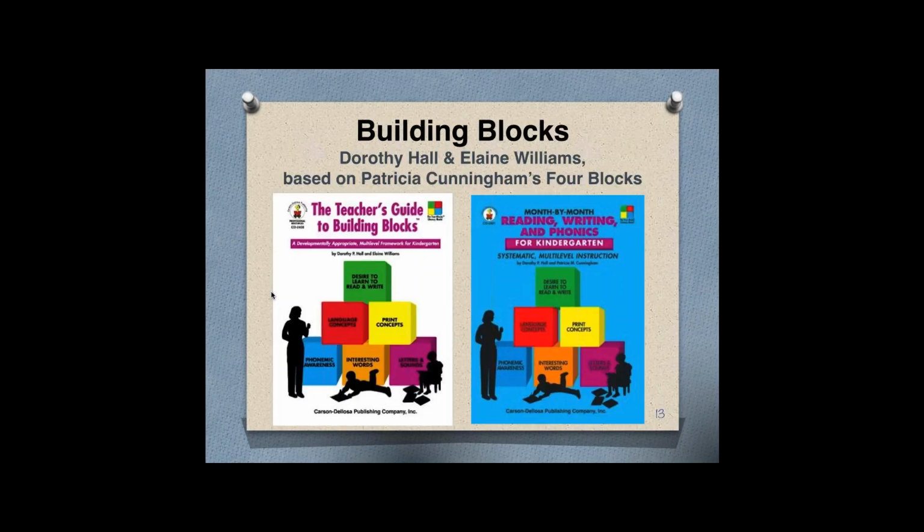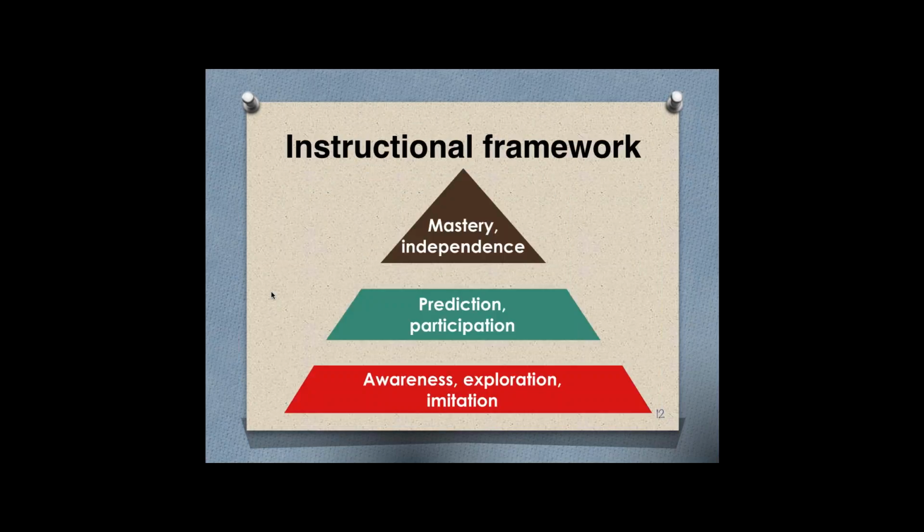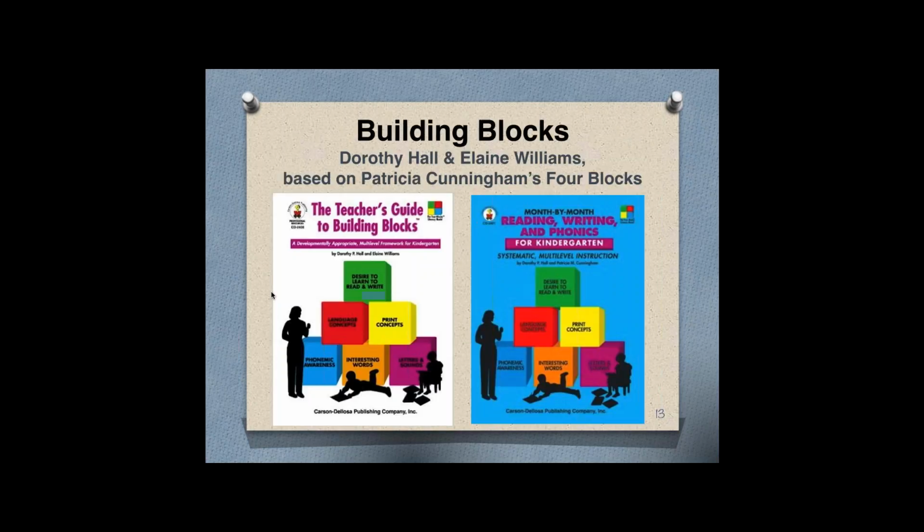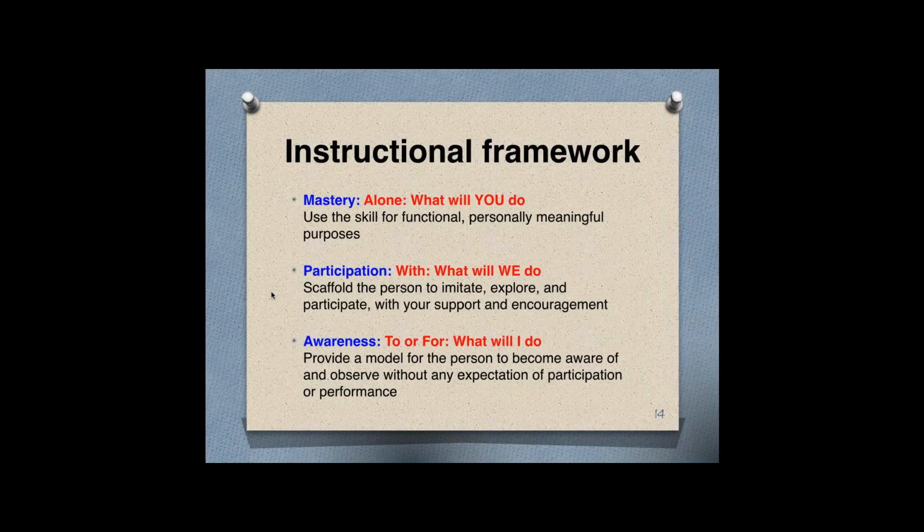This framework of really thinking about kids in terms of first developing awareness and then participation and then independence comes from my favorite books that support teachers in thinking about this, Dorothy Hall and Elaine Williams' Building Blocks books. They're based on applying Patricia Cunningham's Four Blocks model to younger students, to kindergarten students, knowing that in kindergarten we have many kids who might start with no idea of what the purpose of reading or writing is. So these are meant for gen ed teachers, but they're incredibly helpful for all of us as we're understanding where our kids are.